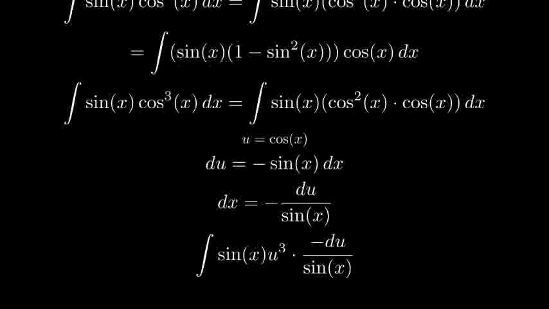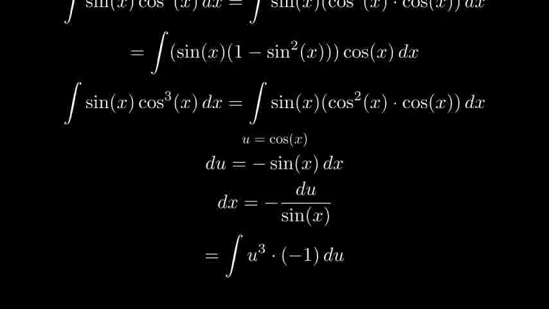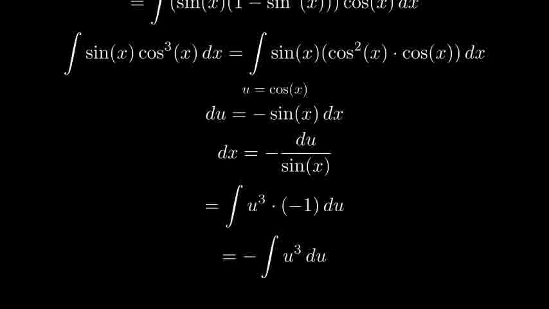Remember to replace dx with dx equal to negative du over sine x, and write sine x cos squared x cosine x all in terms of our substitution, u. Now notice that the sine terms cancel out. So we integrate the integral of u cubed times negative du, and resolve with our final expression.